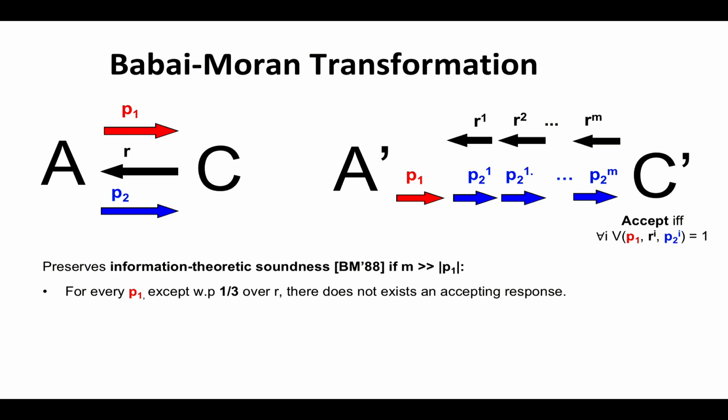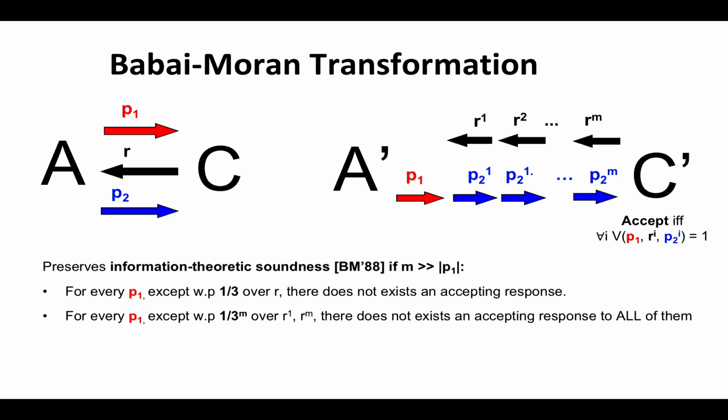With 1/3 he can cheat. But except with probability 1/3, there is no answer. Okay? Now, if I look at this thing when I need to provide answers to all of them, what we have is that for every fixed message P1, the probability over all this randomness that there exists an answer to all of them is going to be very, very small.